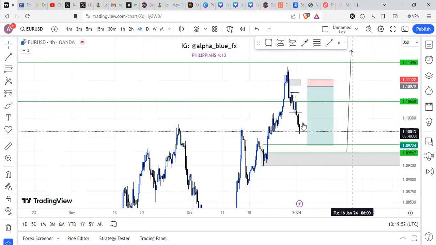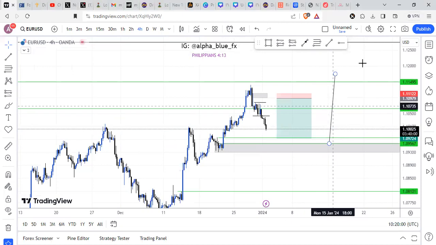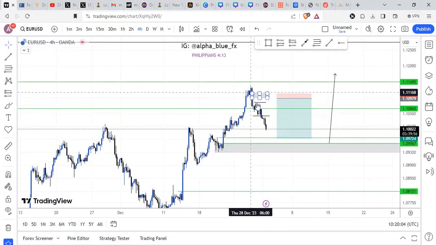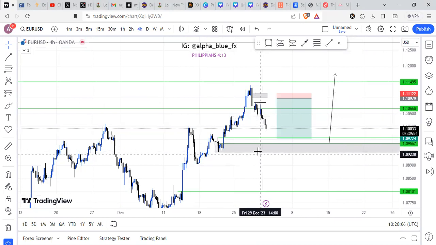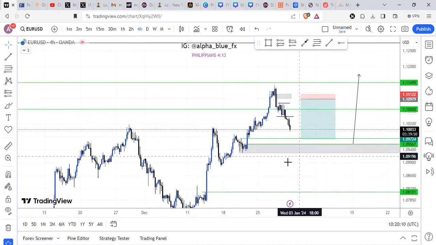Why? Because usually in the trending market, there are times where you get corrections before the market continues to move in the direction of the trend. So this is that phase, that correction phase we're having right now on Euro USD. And now I'm projecting that this correction will continue until it gets into this demand area right here.